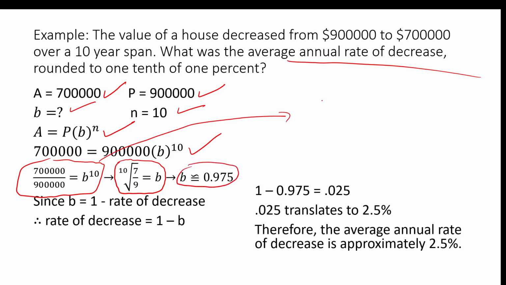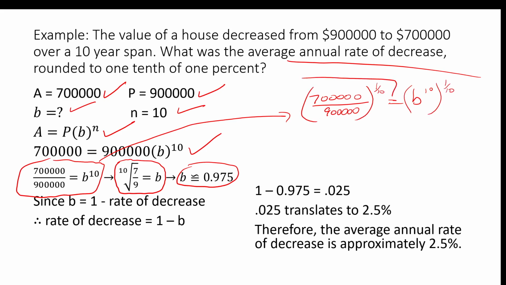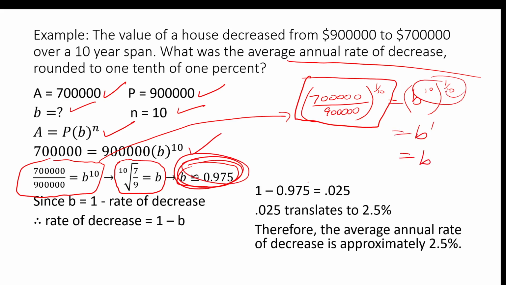Or if we prefer, we can simply say the left-hand side was 700,000 over 900,000, and the right-hand side was B to the 10. We can raise the left-hand side to the exponent 1/10, and raise the right-hand side to the exponent 1/10. This value right here, according to our calculators, will be roughly 0.975, and B to the 10th to the 1/10, when we multiply those exponents, we'll get B to the 1, which is the same as B. So B will be roughly 0.975.